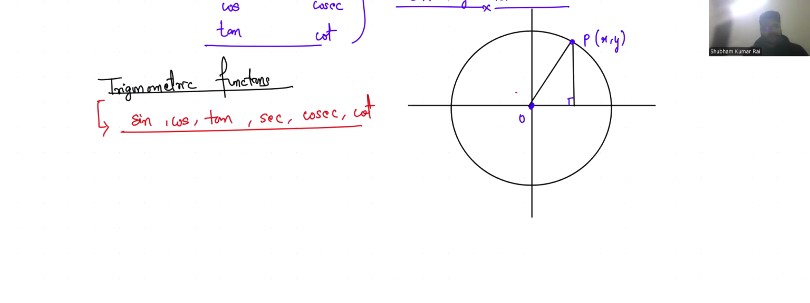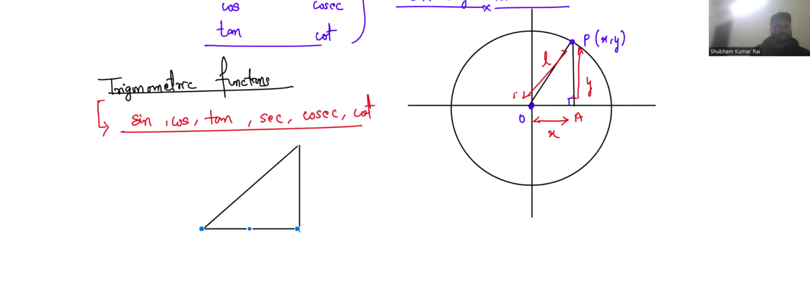If you name this triangle OAP, the distance from O to A is x, the distance from P to A is y, and the distance from O to P is L, right? If we take the triangle out of this, there will be more clarity for this concept. Now, here we have a 90-degree angle, and this is O, A, P. As I have told you, this is Y, this is X, and this is L, right?